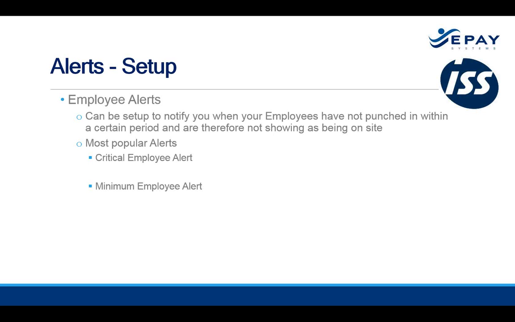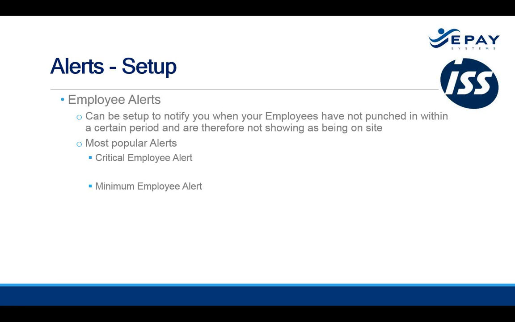So as far as employee alerts are concerned, the two most popular ones and the two that are in the system are the critical employee alert, and that is the one where you can actually tell the system, I want to see John Smith, and John Smith is the one I want to track. I want to make sure that he punched in within a certain time period. And if he did, then no alert. If he didn't, then you will get that text message or that email notification.